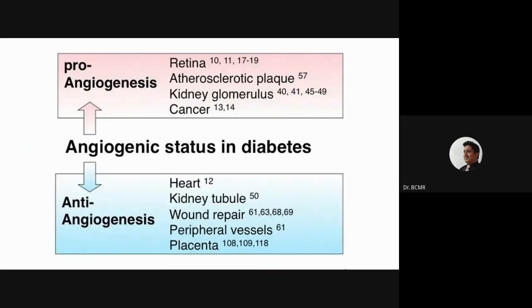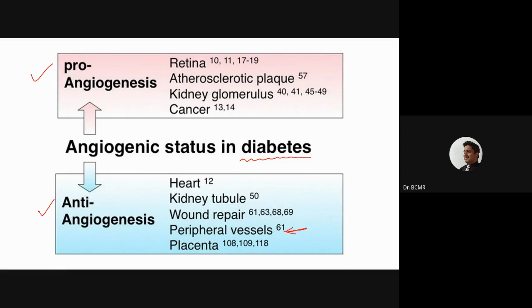In diabetic patients, in terms of angiogenesis, there are some ways of how we can see it. In some tissues, it is pro-angiogenesis. That means it's increasing the formation of more blood vessels. In some other tissues, it is reducing angiogenesis. It is anti-angiogenesis. I was talking about the peripheral vessels, just like in the feet and so on. There, it is anti-angiogenic. New blood vessel formation is very reduced.